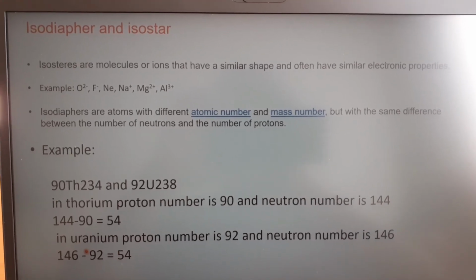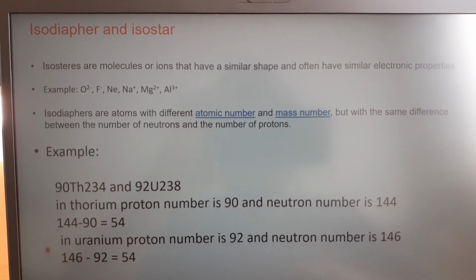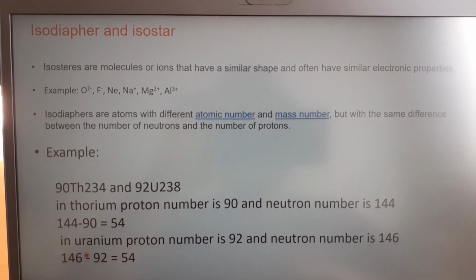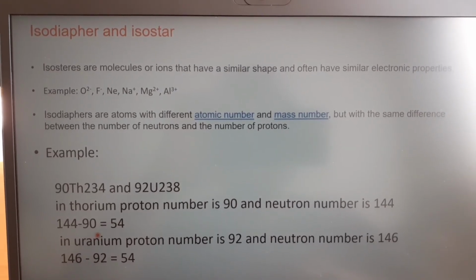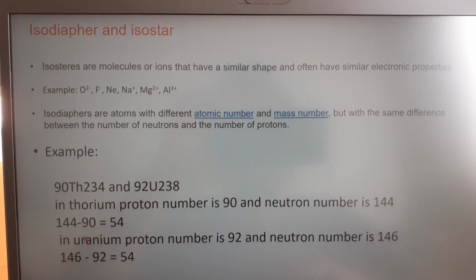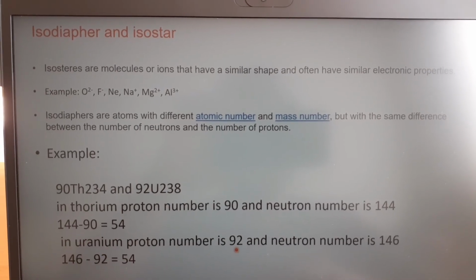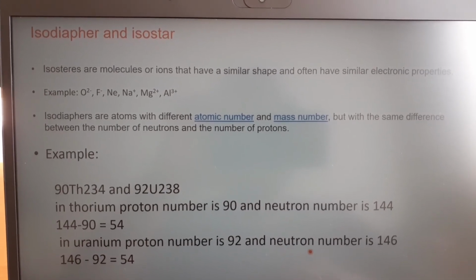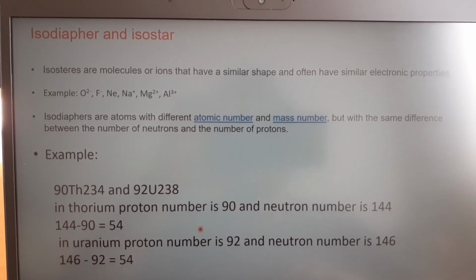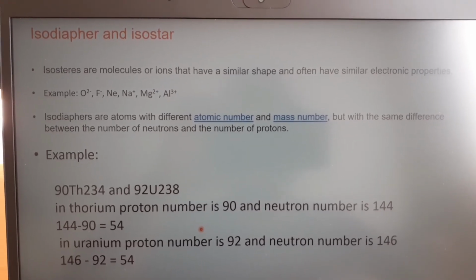The uranium proton number is 92, the neutron number is 146. So these are called the isodiaphers.